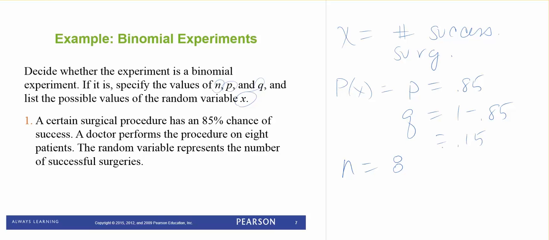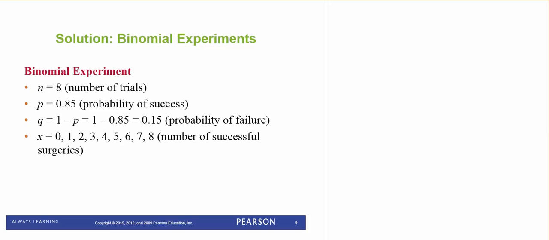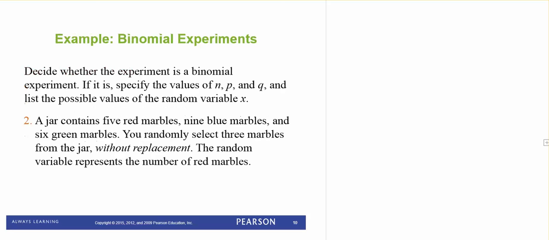They're all independent. It's a fixed number. You're either a success or a failure. I think we're in pretty good shape. Oh my gosh, we got it right. Okay. And then X is 0 through 8. All right, awesome. Okay, how about this one?